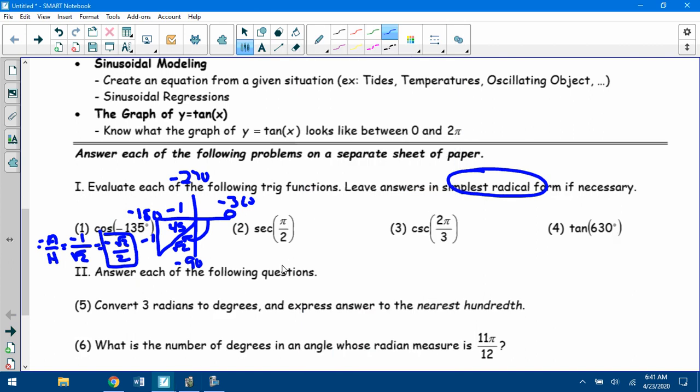And watch out for quadrantals. And if it's above 360, what do you do? Just subtract off 360. Okay, so those have been on a lot of homeworks. Just remember, always draw your picture.